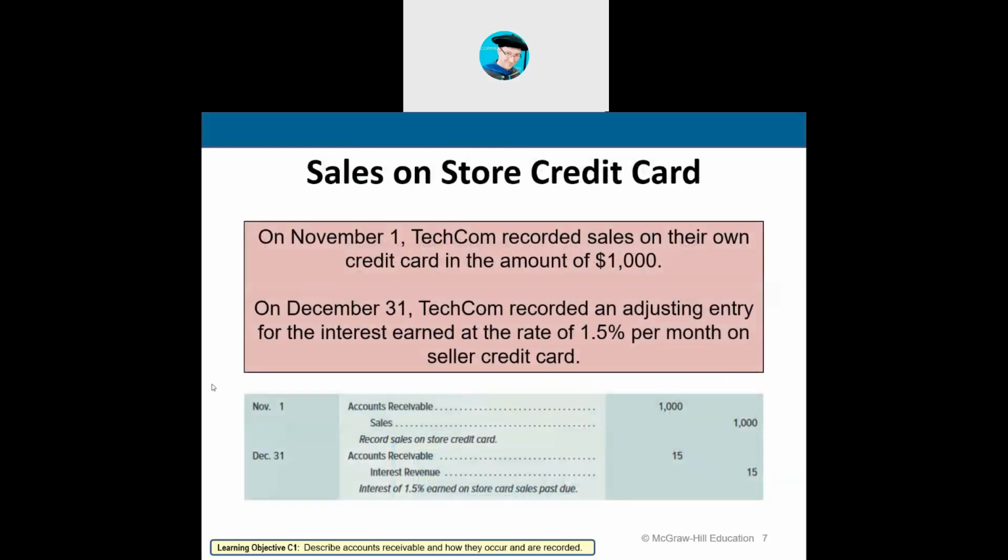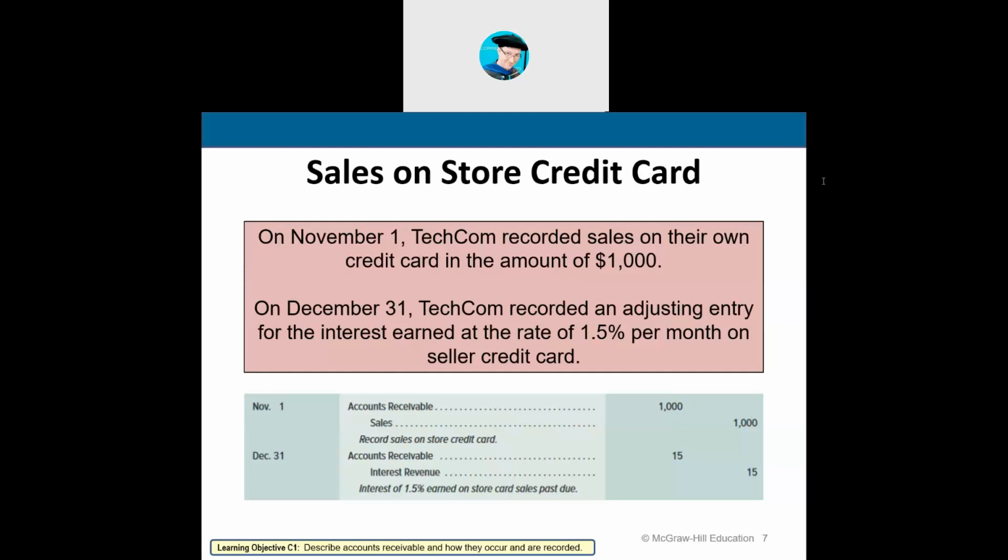Another fun topic: sales on a store credit card. Now, some time ago, we had this conversation. We talked about making sales on a credit card. And I had said, and hopefully you recall this, credit card sales are the same as cash. A check, that's the same as cash. A credit card, same as cash. Cash is cash, right? It's all cash. Now, hopefully you know this.